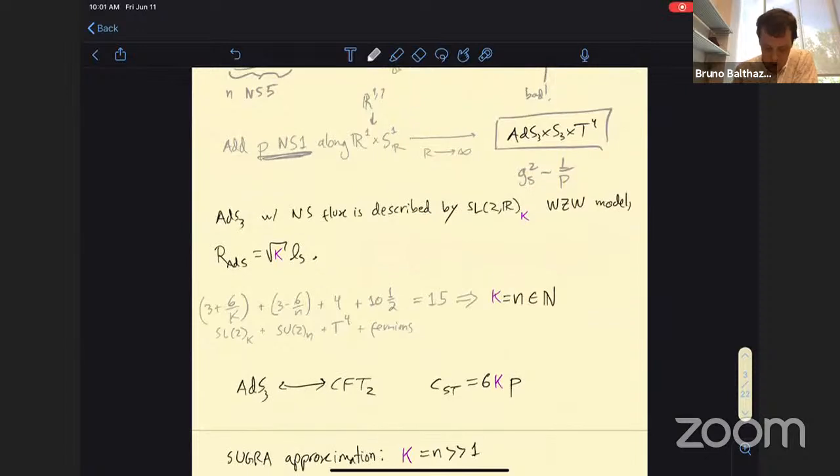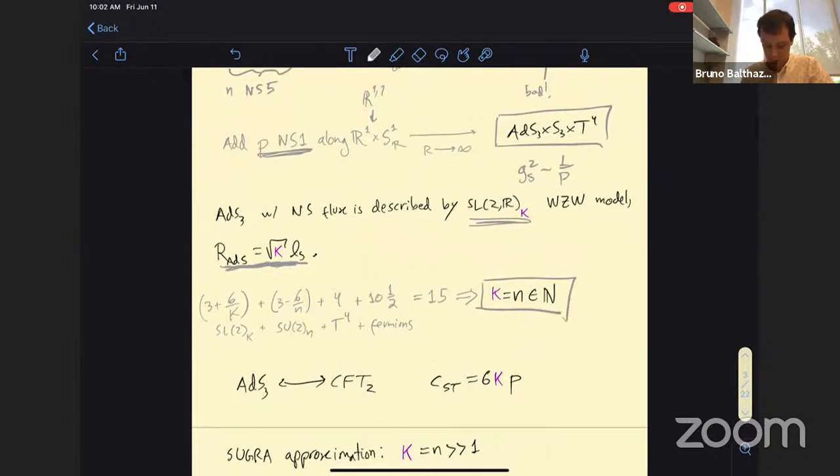So this model admits a worldsheet description in terms of an SL(2,R) WZW model at level k, where the AdS length is related to the level k in this way, written here. The worldsheet CFT has to have total central charge 15. And this condition essentially fixes that the level k is given by the number of NS5 branes, which is a positive integer, of course.